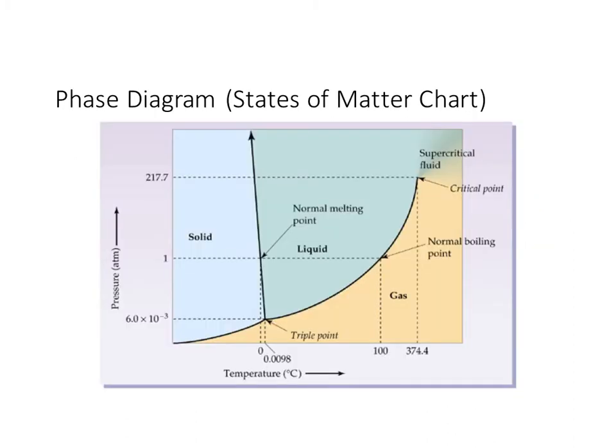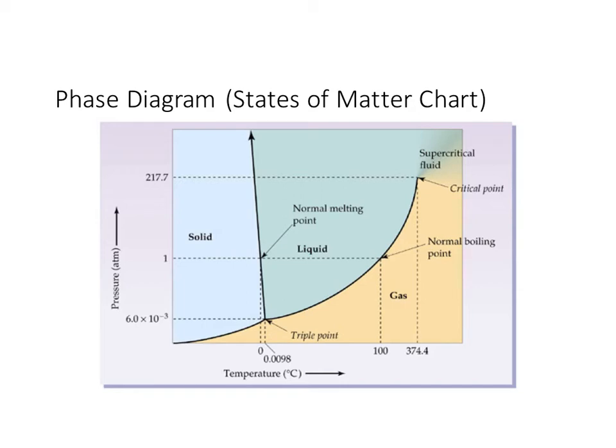Okay, now we're going to shift gears. We're going to talk about phase diagrams. A phase diagram is another graph that has pressure and temperature on the two respective axes. And what a phase diagram does is it's almost kind of self-defining. It tells us what phase is present at a given pressure and temperature.